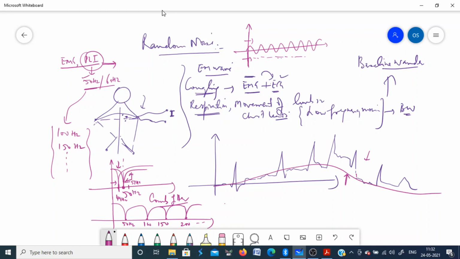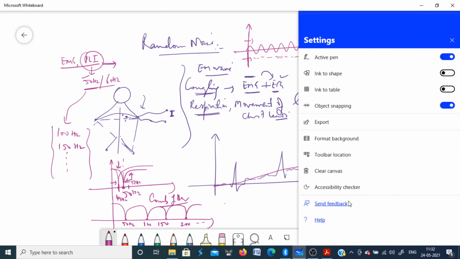So these are two major sources of noise: the power line frequency and baseline wander. One is a low frequency noise, one is a high frequency noise. So there are different filters. And then another type of interference that you have in biomedical signals, which is more important, is physiological interference.